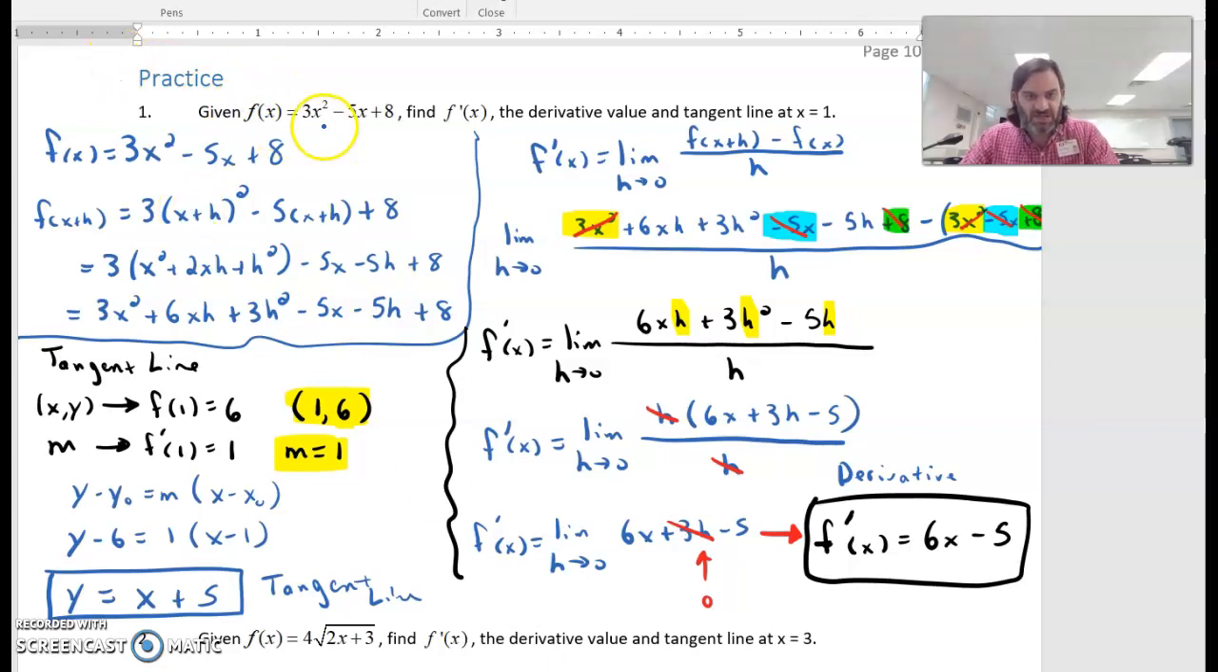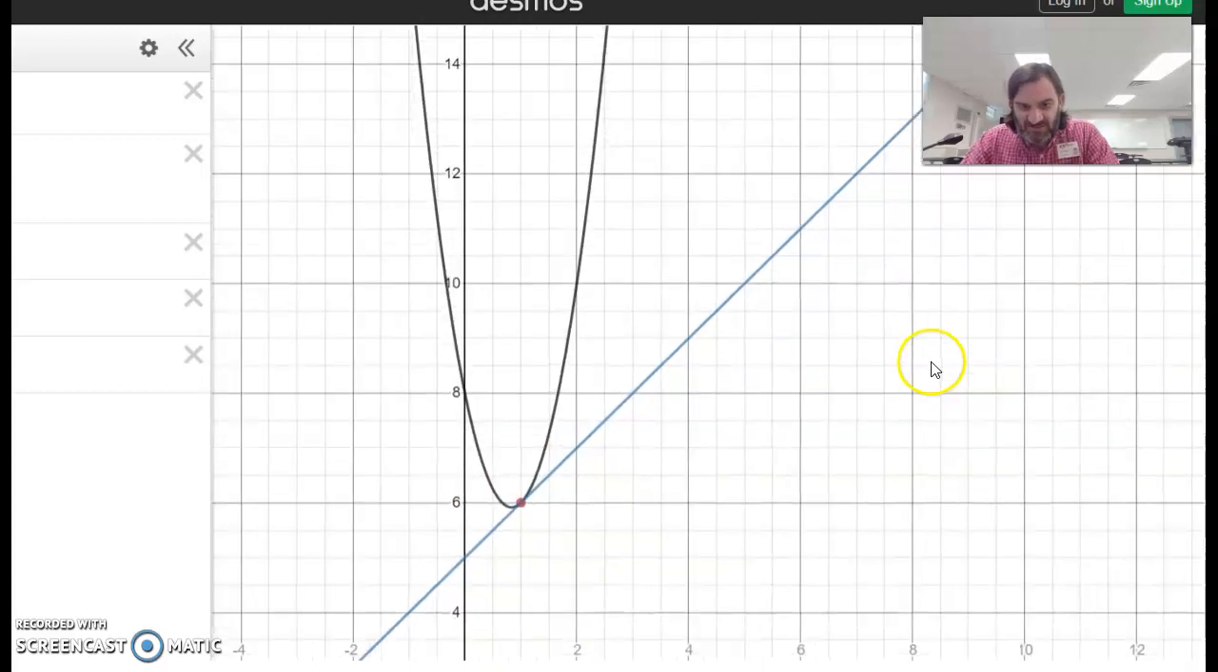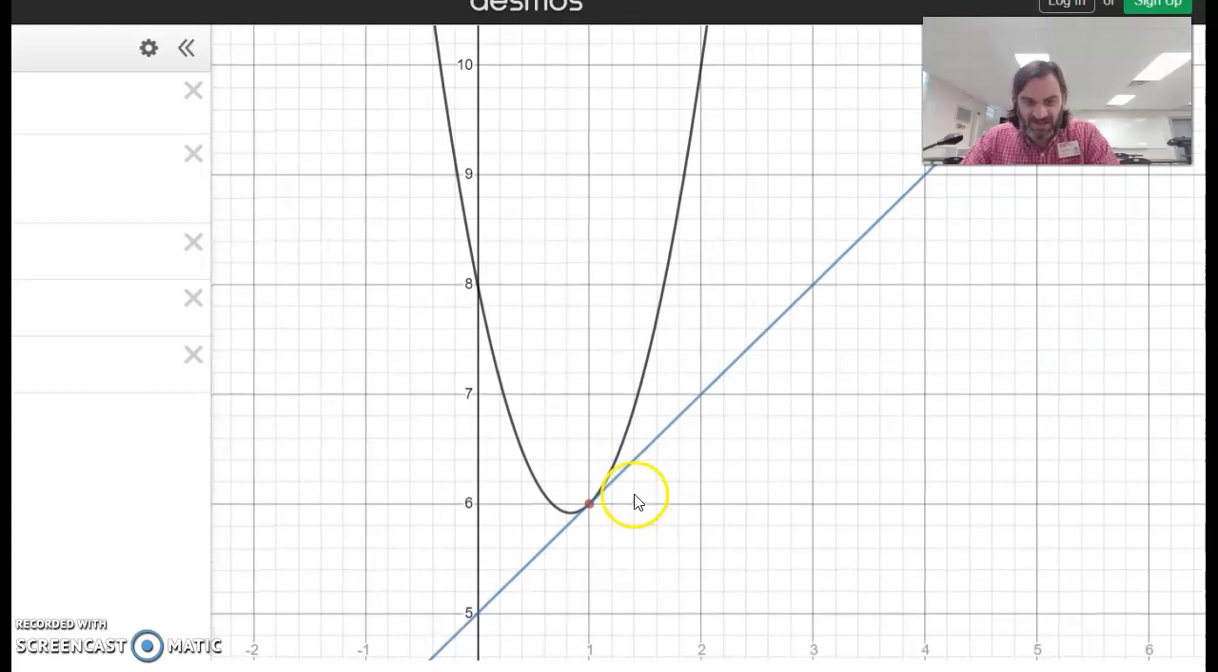Okay, so we had the function 3x squared minus 5x plus 8, and we were going to graph it. So this is what it looks like. It's a parabola. And then we decided to look at when x is 1, and when we plugged in x is 1, we got y is 6, so we have that point down here. And then we calculated the tangent line to be y equals x plus 5. So there's the y-intercept of 5 and the slope of 1 going up to here, and it's just touching that curve right there on that point. So we can validate it's a tangent line looking at it graphically, although it's not necessary.